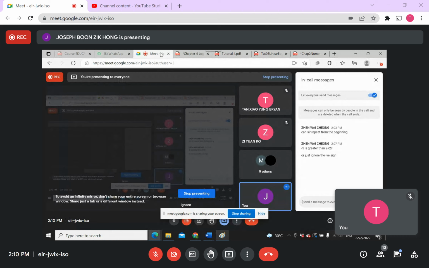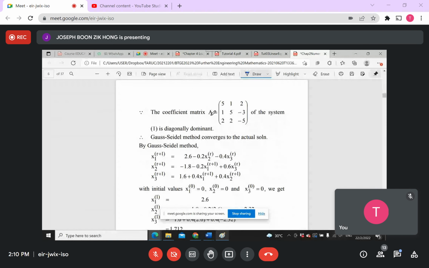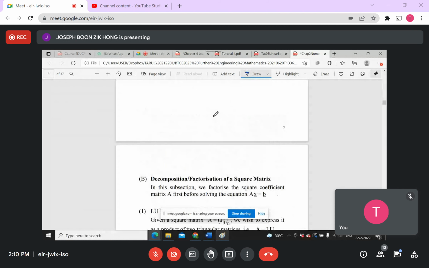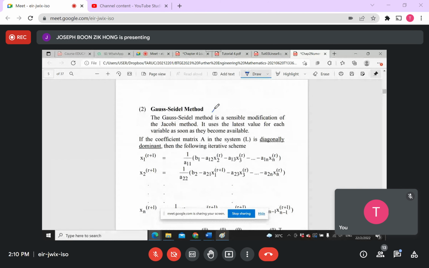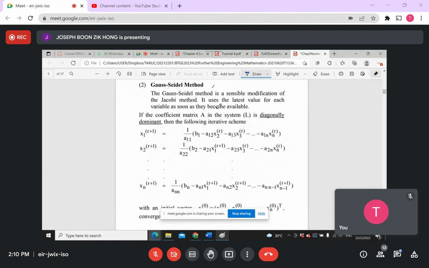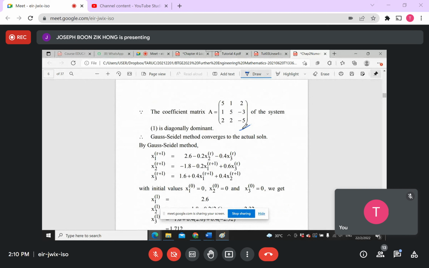No question? Okay, no questions, then I proceed. Next one is called Gauss-Seidel. I just tell you these two methods and then later you try to do them. Okay, the Gauss-Seidel method and the Jacobi method are actually the same. It's the same thing, but a bit different. So now I get this one. Again, it needs to be diagonally dominant. Just now, x1 at r plus 1 used x2 at r and x3 at r. x2 at r plus 1 used x1 at r and x3 at r, but here they change to r plus 1.